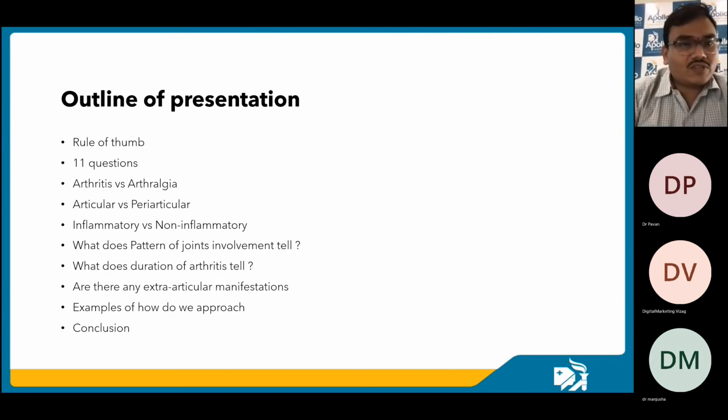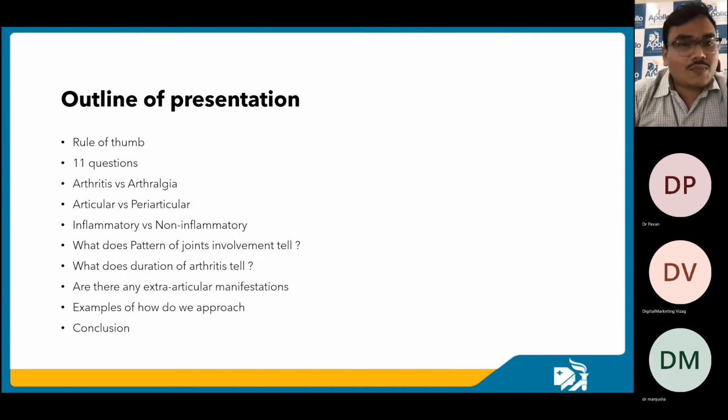By solving these 11 questions, we'll answer the following points: how to differentiate an arthritis and arthralgia, what is the articular and periarticular pain, and how we differentiate an inflammatory versus a non-inflammatory arthritis, since the majority of our patients present with arthritis, but some of the features are not inflammatory, for example in osteoarthritis. And what is the pattern of joints, whether it is an additive pattern, a migratory pattern, or a fleeting type of arthritis.